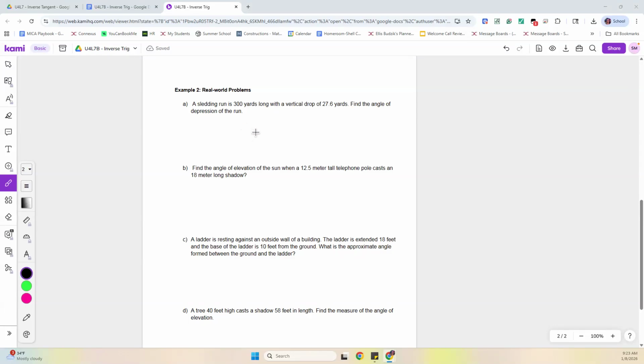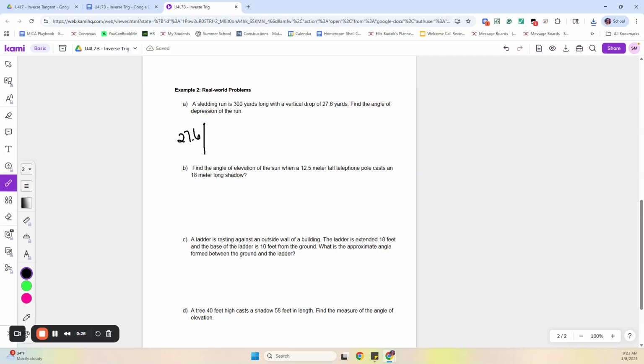Example 2, real world problems. For part A, a sledding run is 300 yards long with a vertical drop of 27.6 yards. Find the angle of depression of the run. So a sledding run is 300 yards long with a vertical drop of 27.6. So I know my vertical drop is 27.6.